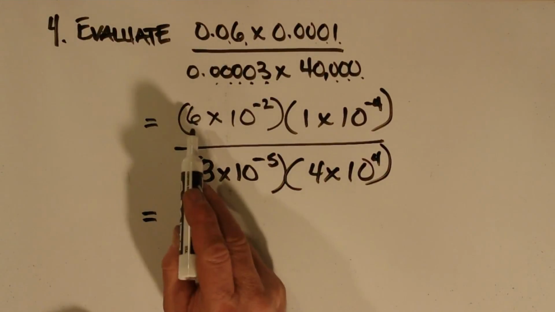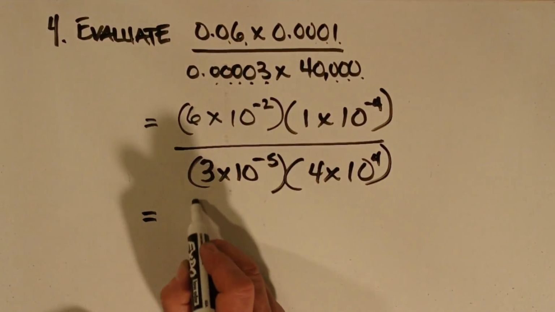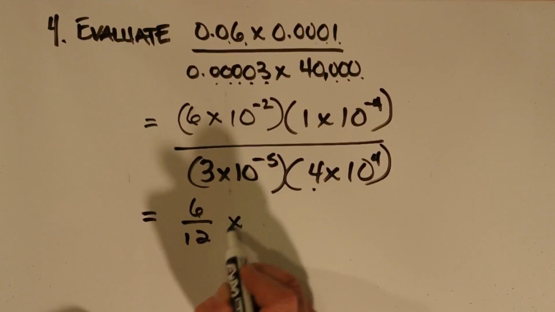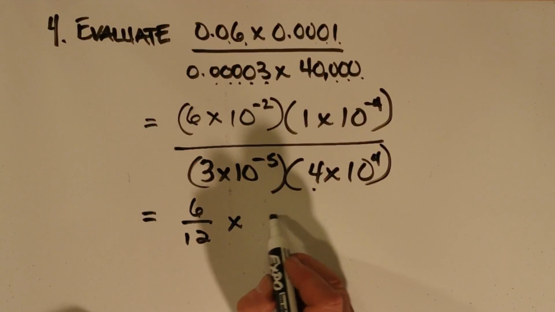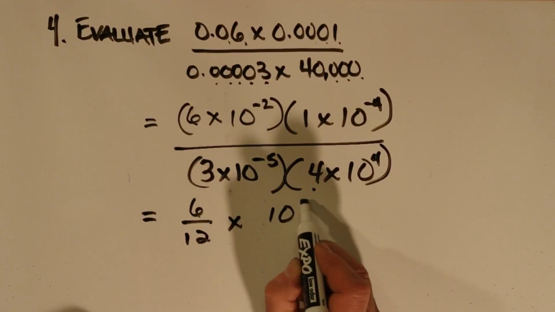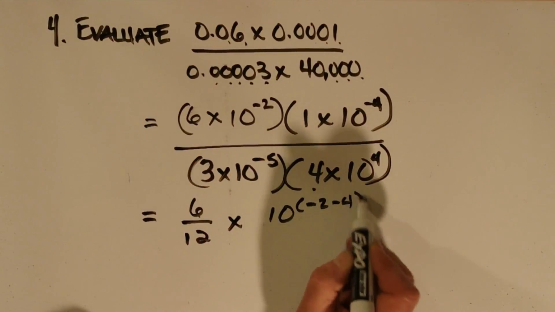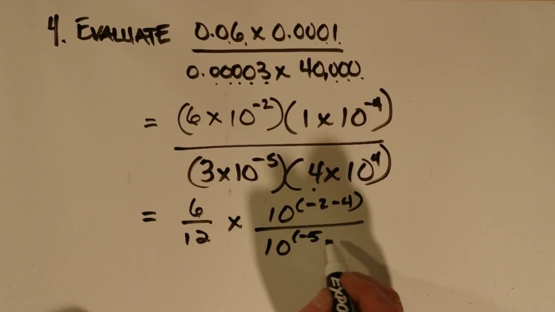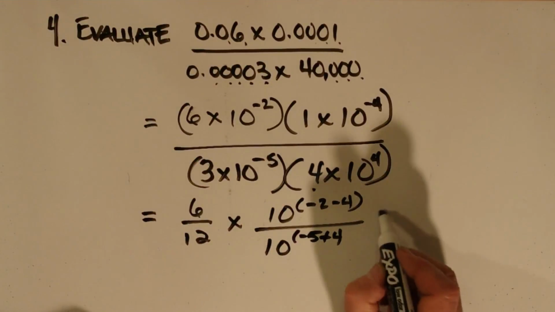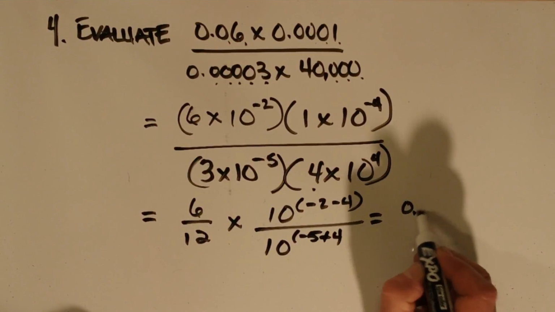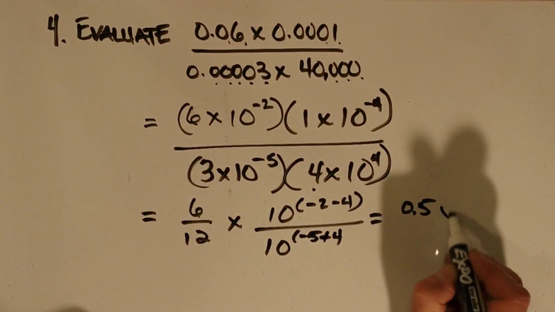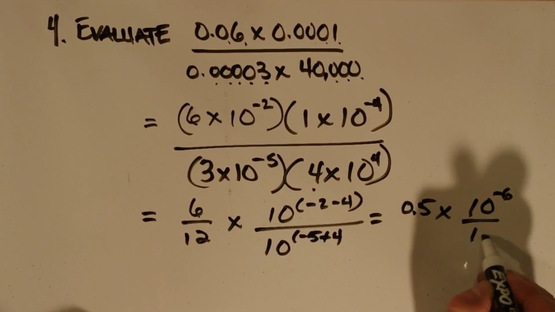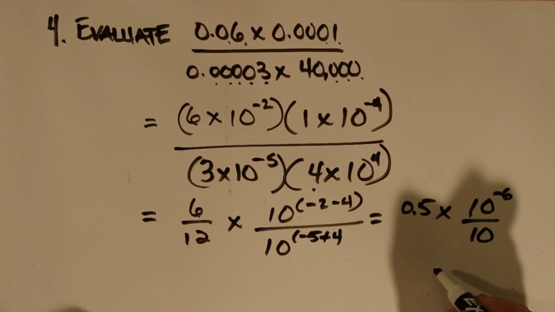6 times 1, of course, is equal to 6. And in the denominator, 3 times 4, which is 12. And then we'll group the powers of 10 together. In the numerator, 10 to the negative 2 minus 4. And in the denominator, 10 to the minus 5th, and we add 4. We'll add exponents here since we're multiplying them together. This is 0.5, 6 divided by 12, times 10 to the minus 6, divided by 10 to the minus 1.